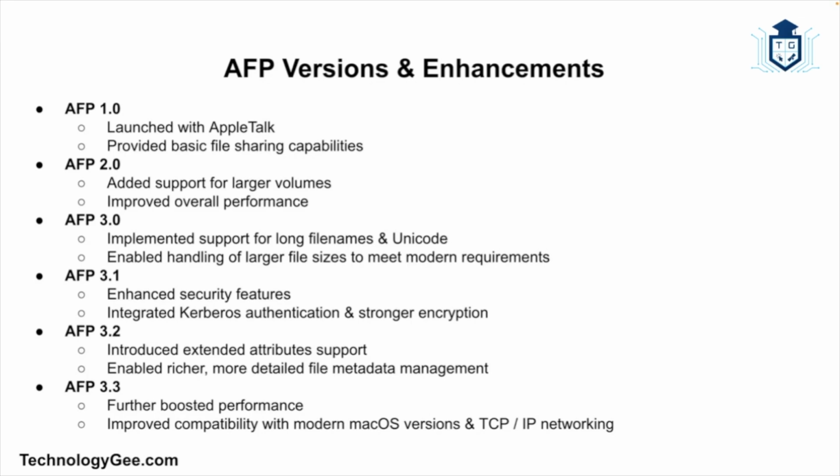This was the original version that was introduced with AppleTalk, providing basic file sharing capabilities. AFP 2.0 introduced support for large volumes and improved performance. AFP 3.0 added support for long file names, Unicode, and larger file sizes, which aligns with modern file system requirements. AFP 3.1 enhanced security with support for Kerberos authentication and stronger encryption.